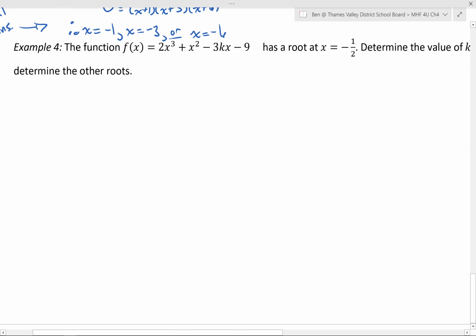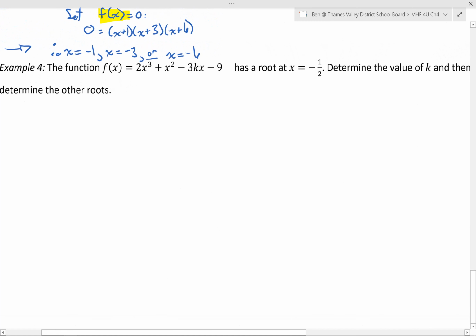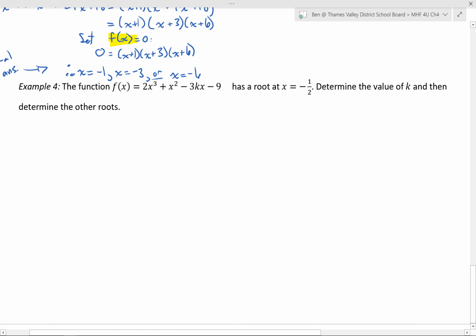And lastly, we can look at the implications of this function having a root at x equals -1/2. All right, so nice and easy. Let's try and put this together. I know we practiced these a little bit here. And we'll work with what is the implication of it? What does it mean if there's a root at x equals -1/2?